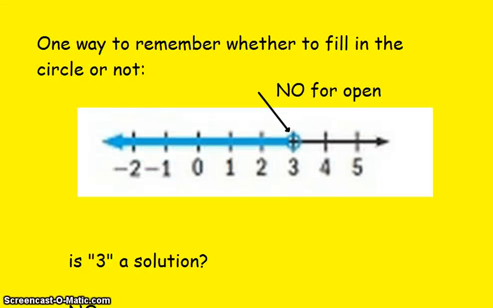And here's an example on the graph. So we're saying x is less than 3. So is 3 a solution? No. So because you have a 0 there, a no, it's open.